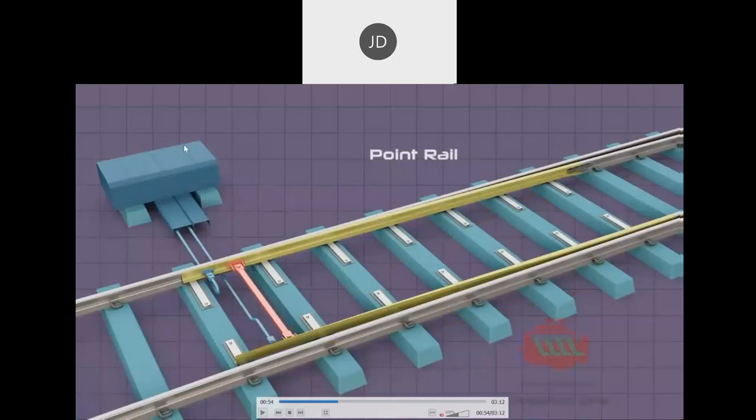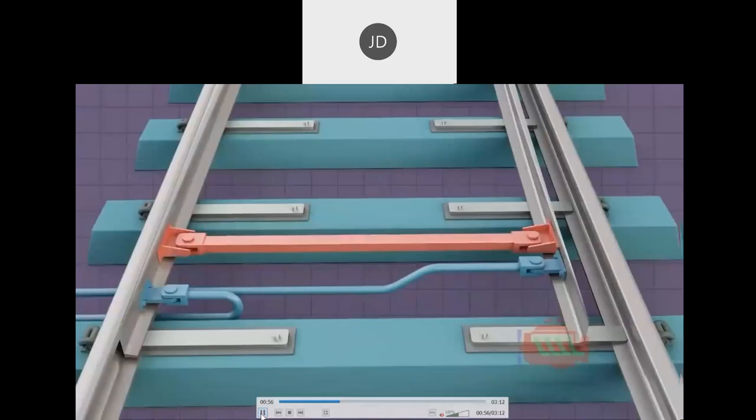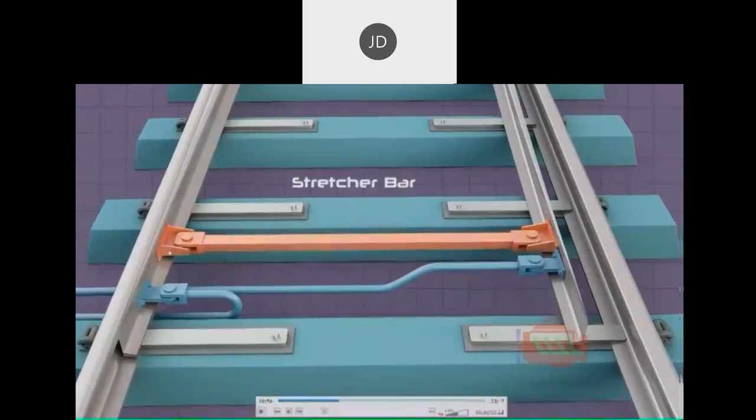And basically this is your switch motor or switch box and they are the rod. This red color bar is your stretcher bar and it is basically to connect this point rail in position. So this is your stretcher bar, basically connecting these two point rails.